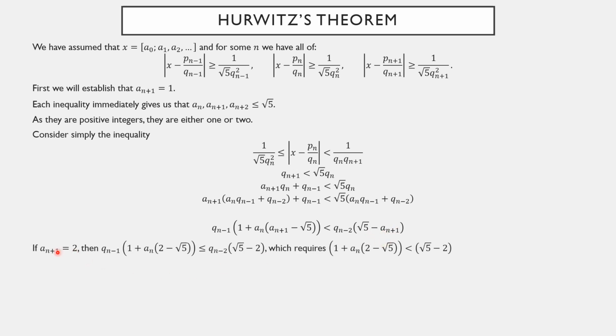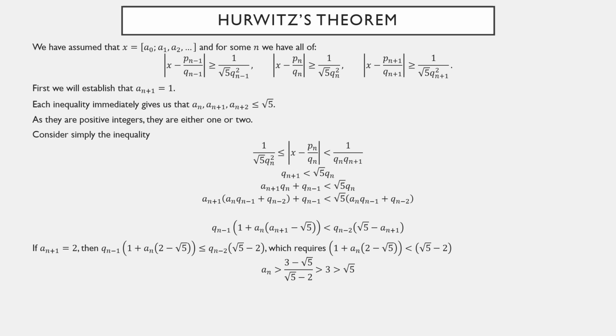this one. Now an plus 1, we're hoping to show that it's equal to 1, but we already know it's either 1 or 2. So let's assume to the contrary that it's 2. Then I look at this expression and I plug in an plus 1 equals 2. So Qn times this must be less than or equal to Qn minus 2 times this. But this is Qn minus 1 times a quantity, and now I'm smaller than or equal to Qn minus 2 times a quantity, but this Q is bigger than this one. So the thing I'm multiplying it by must be smaller than what I'm multiplying this by. Okay, so 1 plus an times 2 minus root 5 must be less than root 5 minus 2.